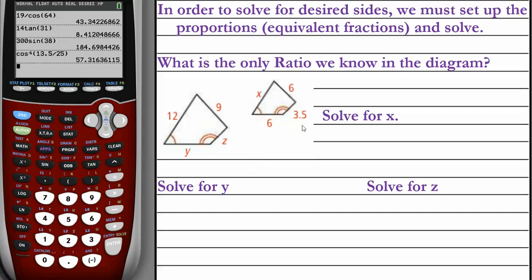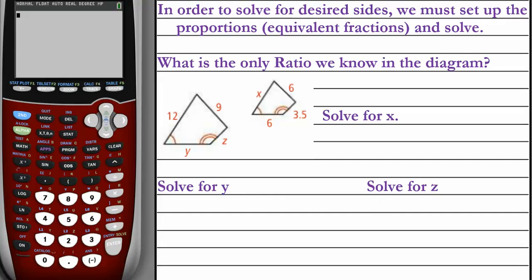Okay, today we're going to talk about using similarity to solve for unknown sides. And the first thing that we really need to do in this is to find the two corresponding sides that have numbers on them. In this case, we notice that the 9 and the 6 are both in corresponding sides and they both have numbers. As a result, our fraction or ratio for everything is going to be 9/6.